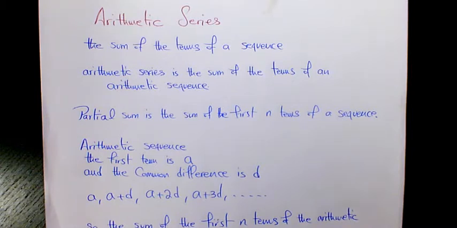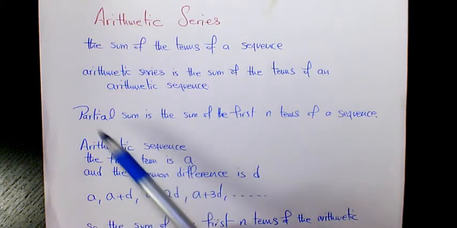So when we are talking about series, what are we talking about? It is the sum of the terms of a sequence. Now, what is an arithmetic series? This is a sum of the terms of an arithmetic sequence. So whenever we have an arithmetic sequence and we add all these terms, then we are dealing with an arithmetic series.